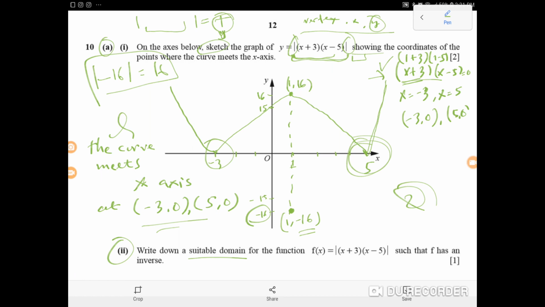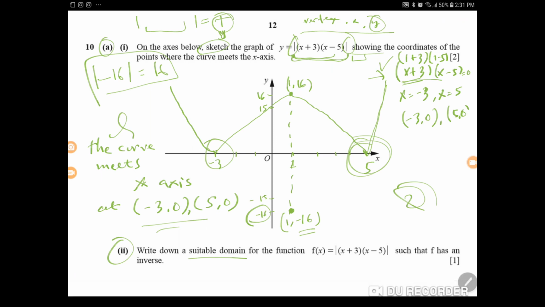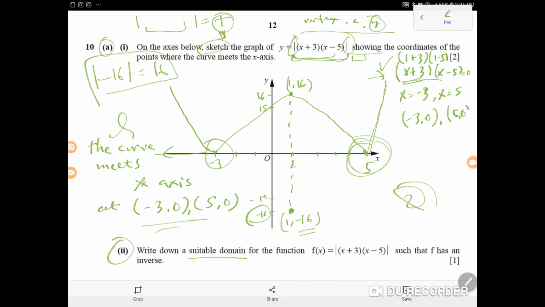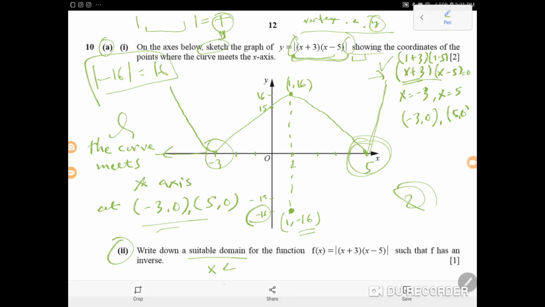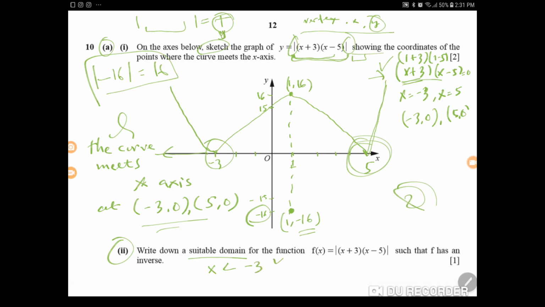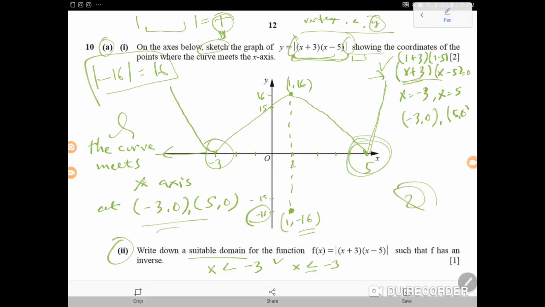I can make the domain x less than negative 3. It means it goes from negative 3 all the way down to negative infinity. It is still a one-to-one function. So if you answer it that way, it's correct. x less than negative 3, or also equal to, no problem, is also correct. This is one of the answers. There are other answers again.